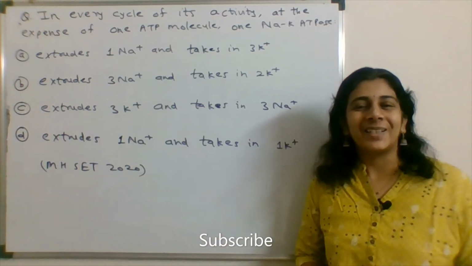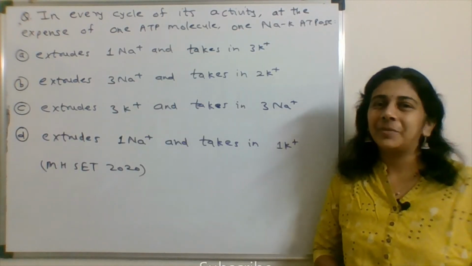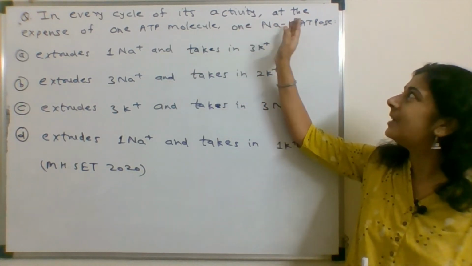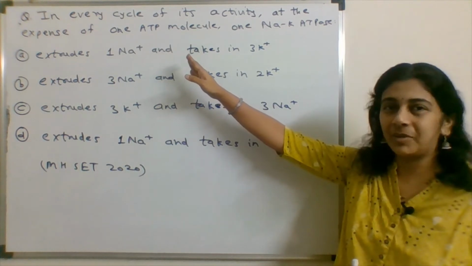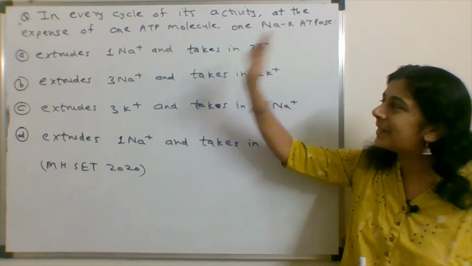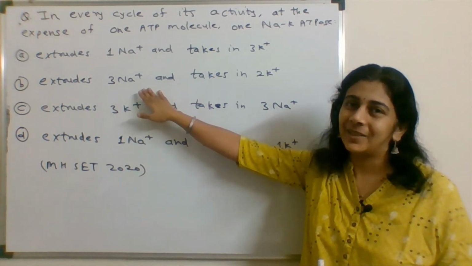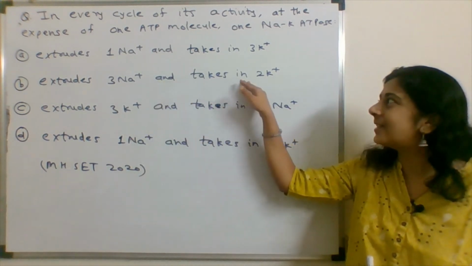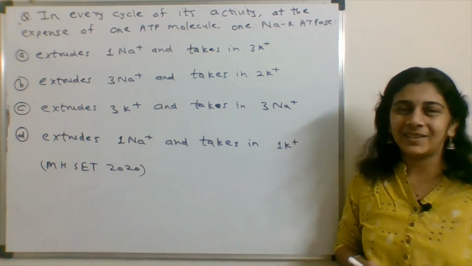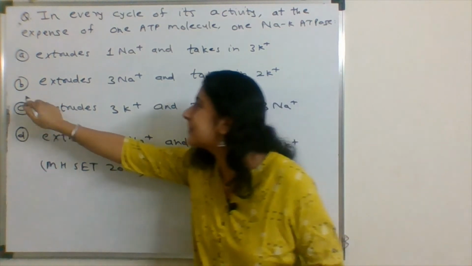So after understanding sodium potassium pump, we will say that in every cycle of its activity, at the expense of one ATP molecule, one sodium potassium ATPase extrudes 3 sodium and takes in 2 potassium. So option B is the correct answer for this question.